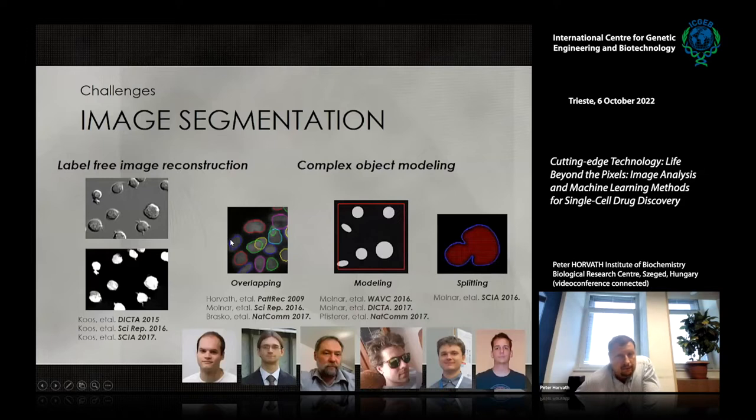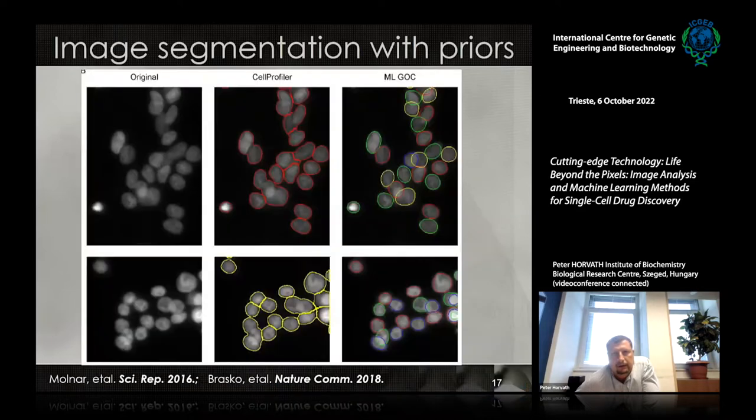Actually, it's not true, because microscopy is very difficult. Often we have very serious problems with image segmentation, and this is where my group is really interested, for example, label-free microscopy, then fluorescence microscopy, where cells are sitting on the top of each other, touching each other, and so on. And this is where we really do a lot of research. So I cherry-picked a few examples of what we did recently.